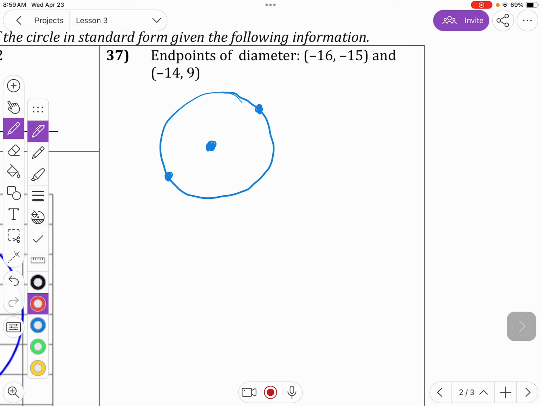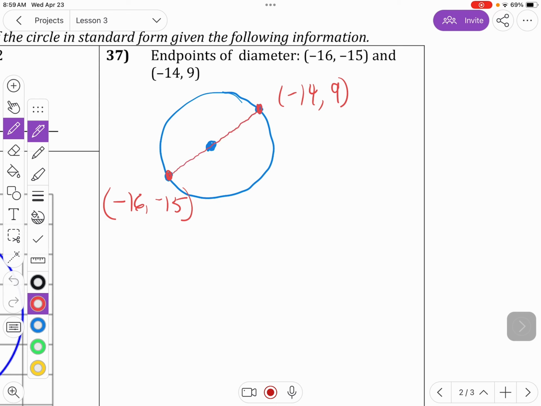All right, so let me make this red. Let's call this one -16 and -15. I know that this isn't precisely accurate on a graph just yet, but really I'm just working logically. I'm trying to figure out what to do next. So let's call this one up here -14 and 9. All right, so I've got the endpoints of my diameter marked.